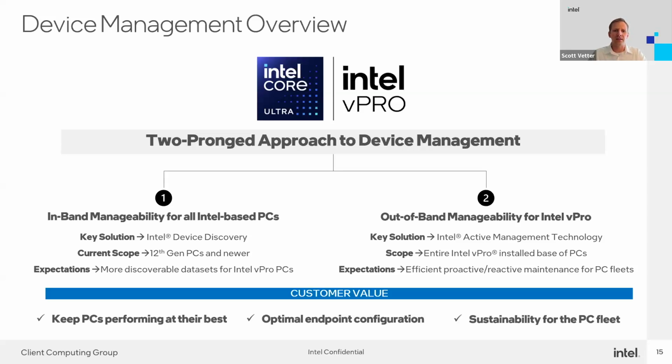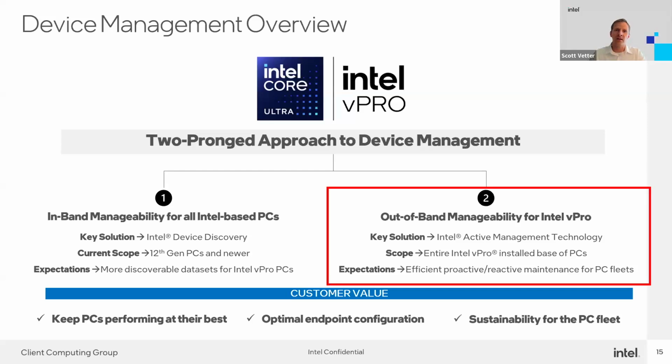But bottom line is that we believe that the customer value provided by Intel vPro is significant because it really is what is necessary to keep PCs performing at their best. It provides an opportunity for optimal endpoint configuration, given that scale cloud-based approach to manageability. And it also encourages and increases the sustainability for the PC fleet. Now, something that is becoming more and more important is it also provides an opportunity to increase the sustainability of the enterprise, something that is becoming very essential in Europe as well as many other geographies. And again, for this, we're going to just dive in a little bit deeper on what out-of-band manageability for Intel vPro means.